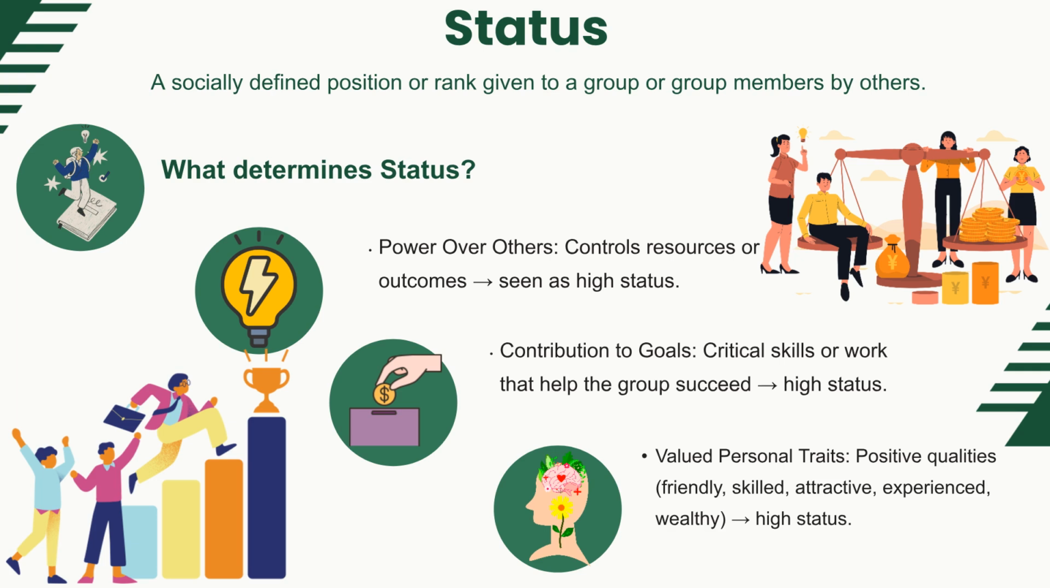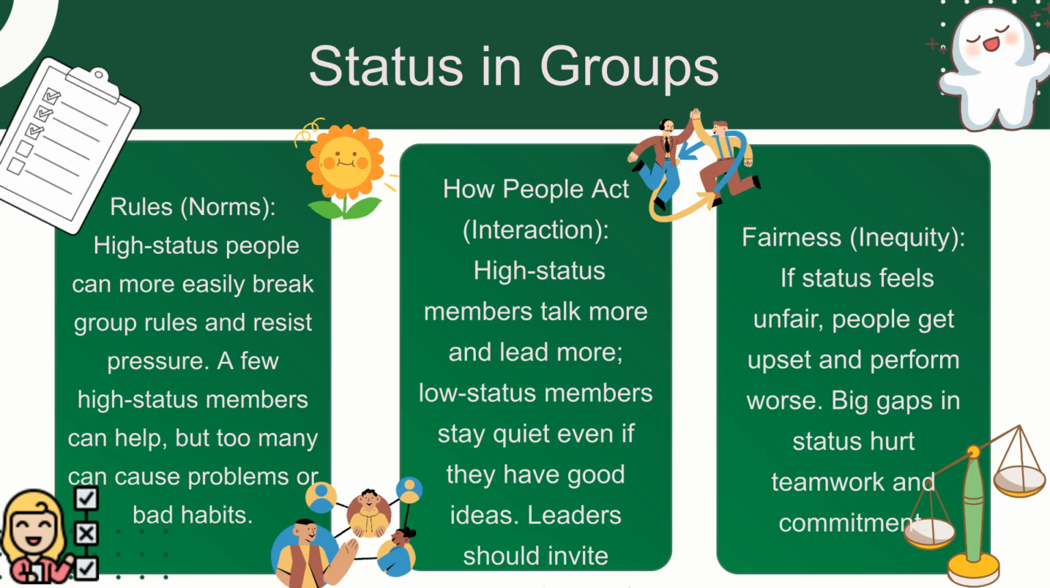Status refers to the social position or rank of individuals in a group. Now, here a question arises. What determines the status? Power and status in a group come from different things. Power over others means controlling resources or important decisions, which give someone high status. Contribution to goals means having skills or doing work that helps the group succeed, which also increases status. Valued personal traits like being friendly, skilled, experienced, or even wealthy can give someone respect and higher status in the group.